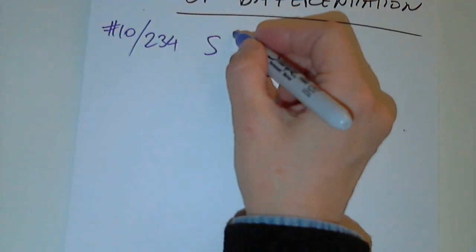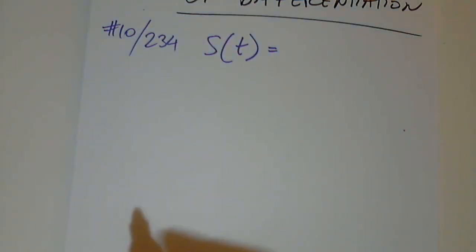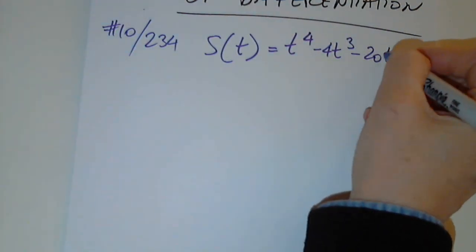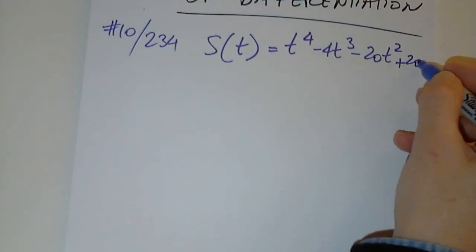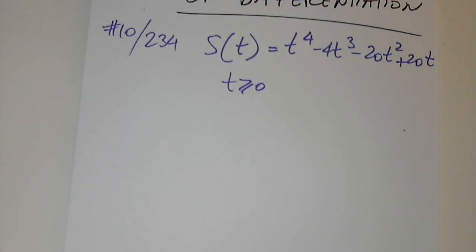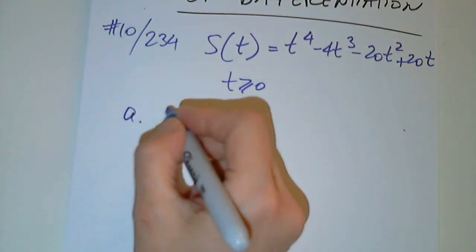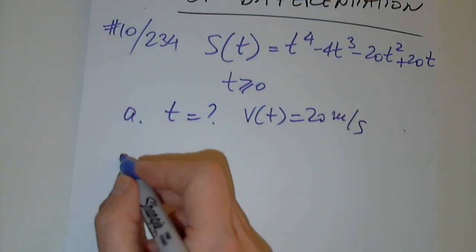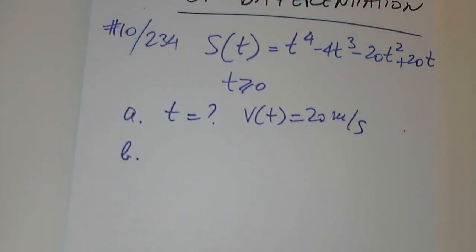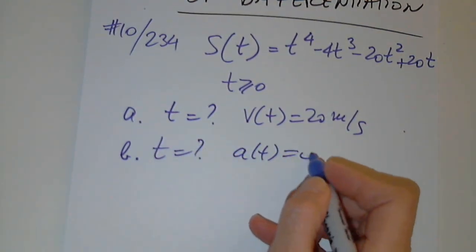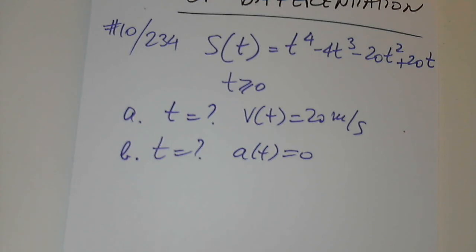We are given a particle's motion. It should be s of t equals t to the 4th minus 4t cubed minus 20t squared plus 20t. Of course, time is greater than or equal to 0. At what time does the particle have a velocity of 20 meters per second? And part B: at what time is the acceleration 0? And what is the significance of this value of t?